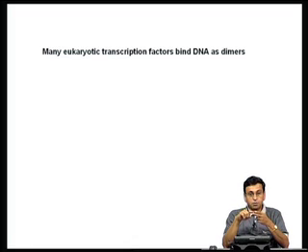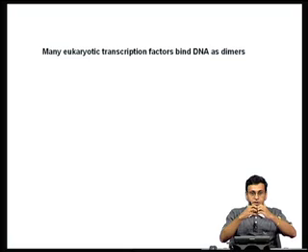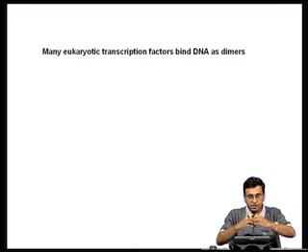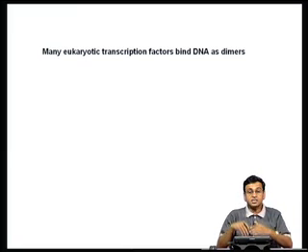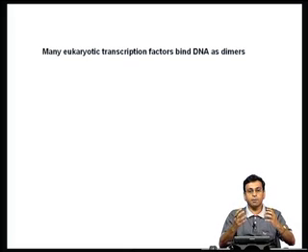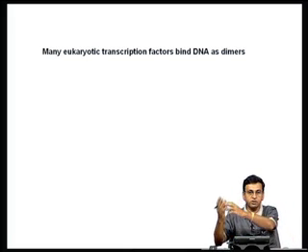Now, the glucocorticoid receptor actually binds to DNA as a homodimer. That means two monomers of glucocorticoid receptors come together and dimerize, and then they go and bind to the DNA. In the case of NF kappa B, I gave an example where two different subunits form a heterodimer, and the heterodimer now goes and binds to DNA.